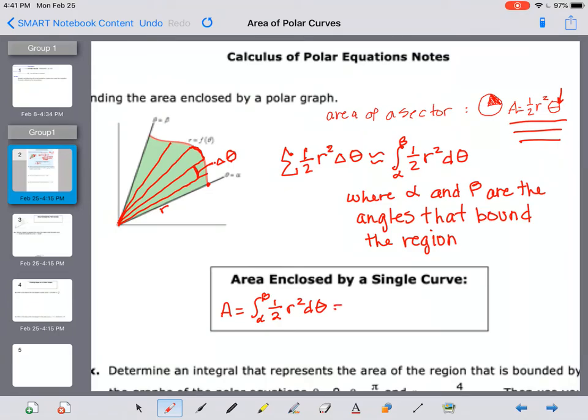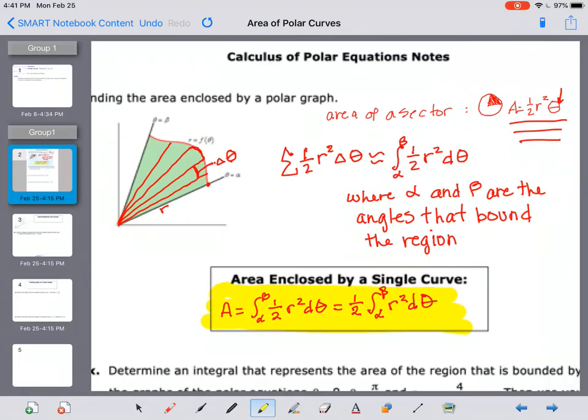I tend to write mine like this. I like my coefficients out front, so I often pull out the 1/2 and leave the r squared d theta in there. That gives us a formula specific to polar curves that allows us to find the area. So I'm going to highlight that.